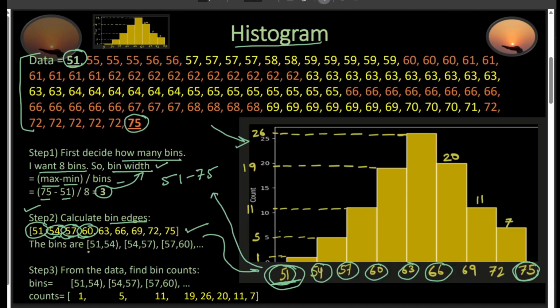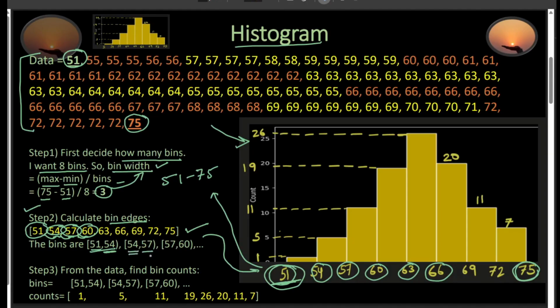So my bins are going to be from 51 to 54. That's my first bin. From 51 to 54, but remember, you do not include 54. This is excluded. You include 51, but do not include 54. The next bin is going to be from 54 to 57.